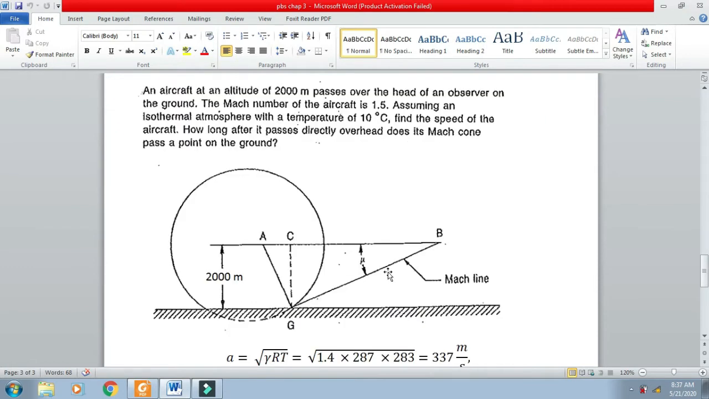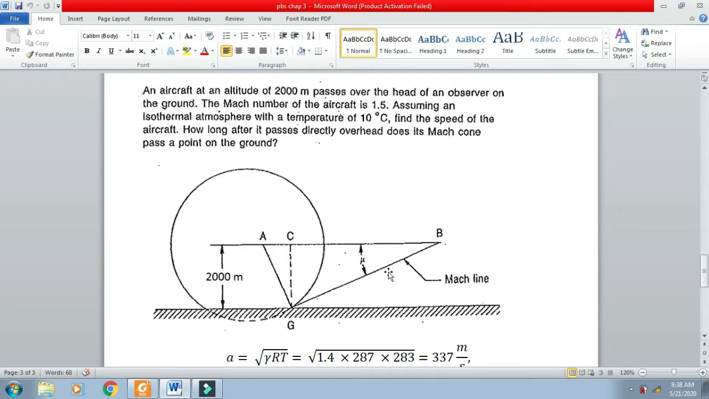In the next problem, the aircraft is moving at an altitude of 2000 meters and it passes over the head of an observer on the ground. The Mach number of the aircraft is 1.5. The temperature is constant, it is 10 degrees C. We have to find the speed of the aircraft and the time after which the person on the ground will hear the noise of the plane.